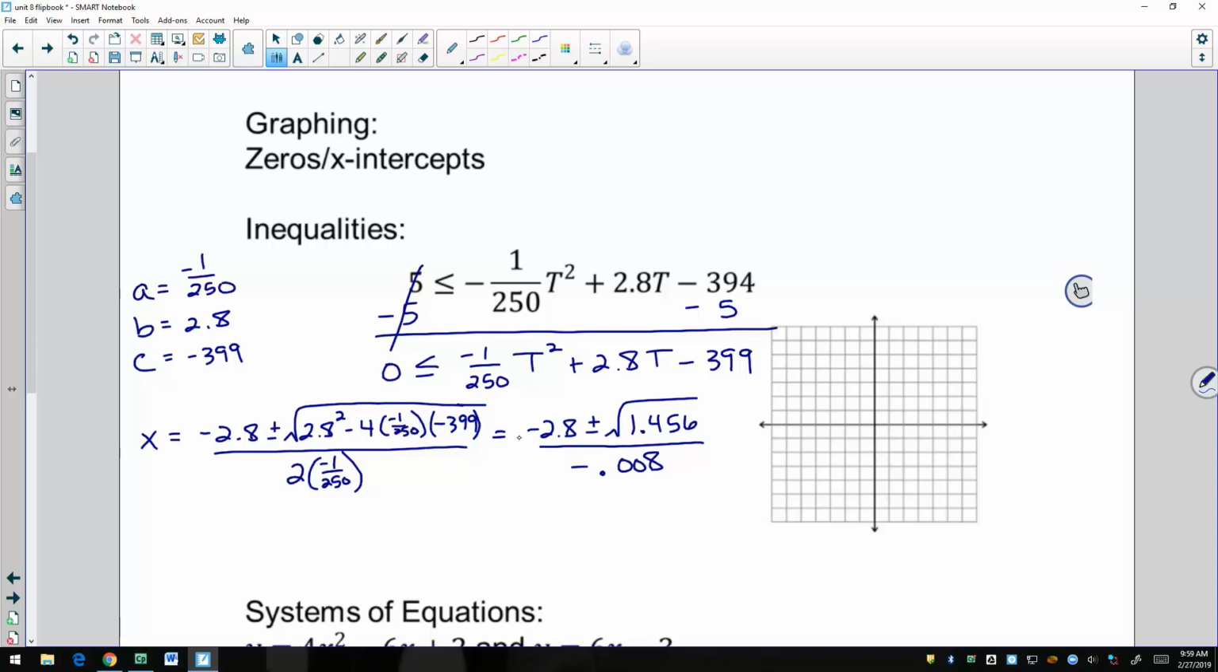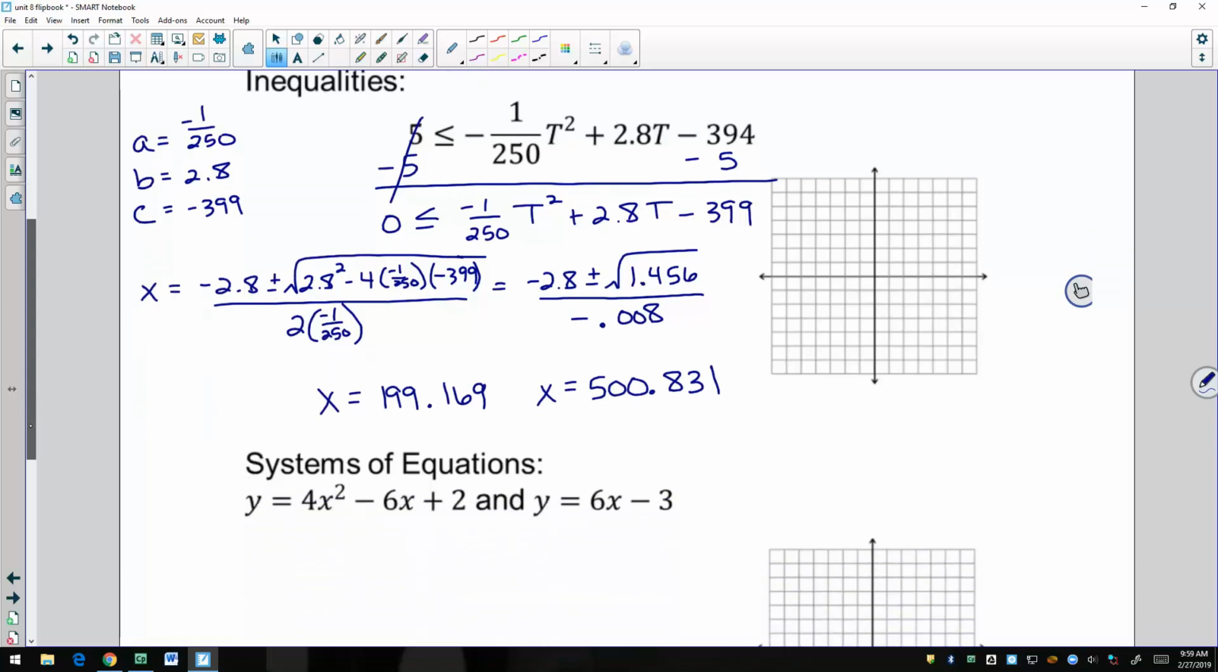So now you're going to go through and type this in twice, except you're going to first do it with a plus the radical and then minus the radical. You get two answers. You should get two answers of 199.169, and the other place it crosses the x-axis is at 500.831. Again, check on your calculator to make sure that's really where the roots are.